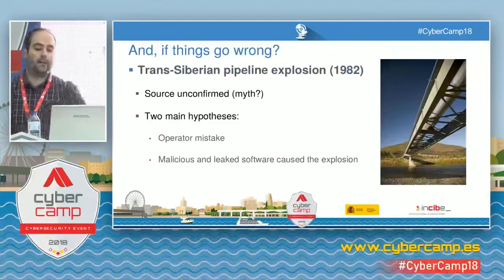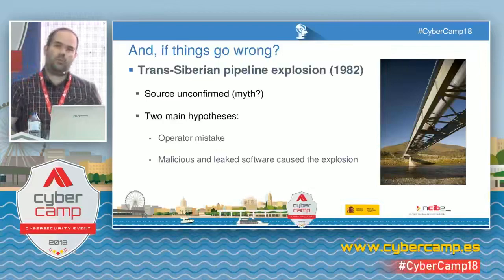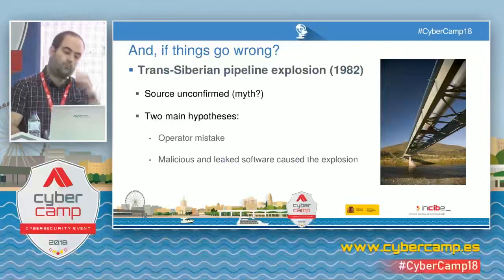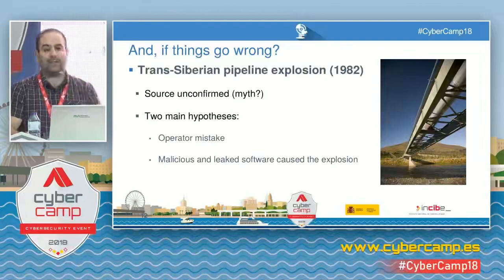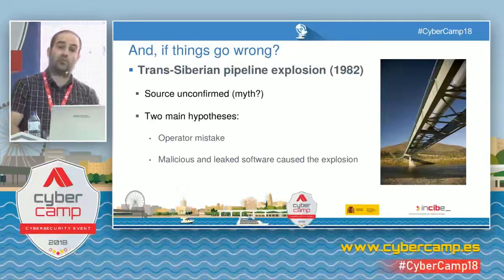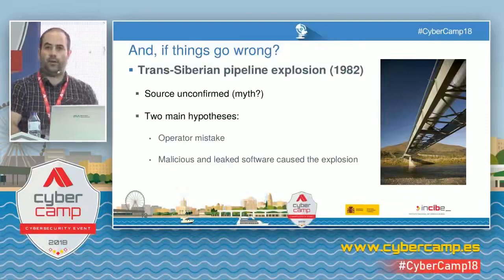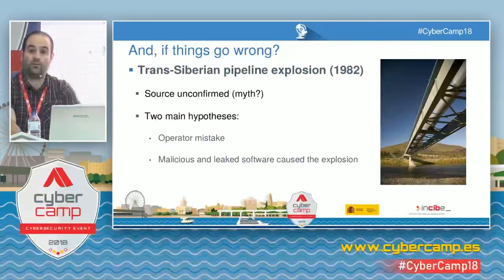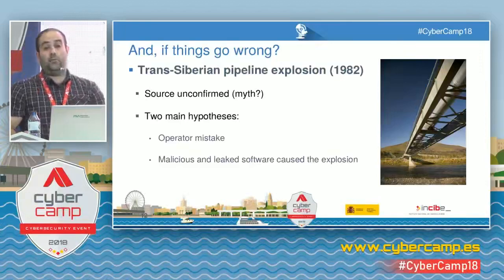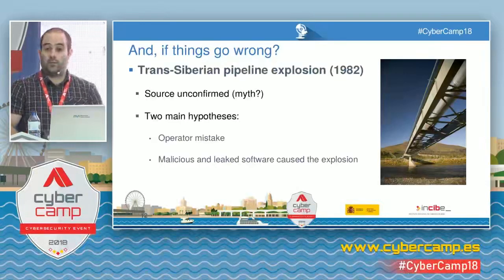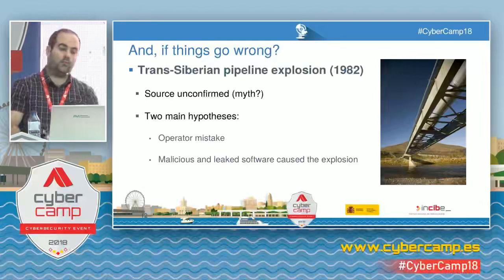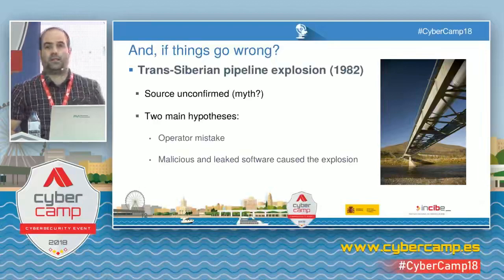And I'm not talking about science fiction, I'm talking about when things have gone wrong. What happens then? The first instance that we know about an attack on an industrial network, in fact, it's a little bit fuzzy. It was back in 1982. We're not even sure if it actually happened.